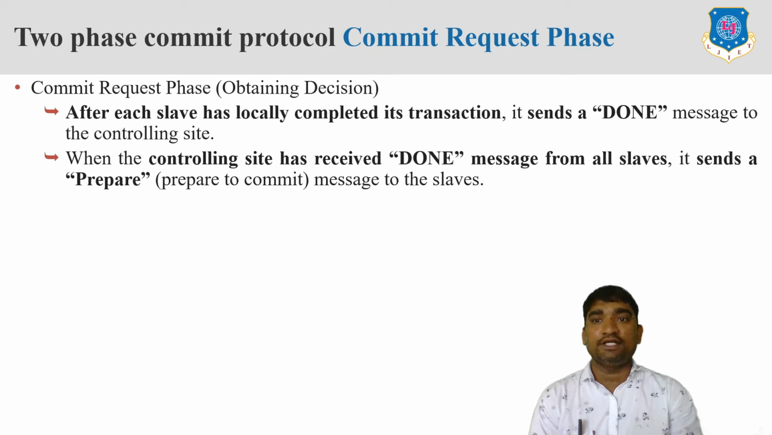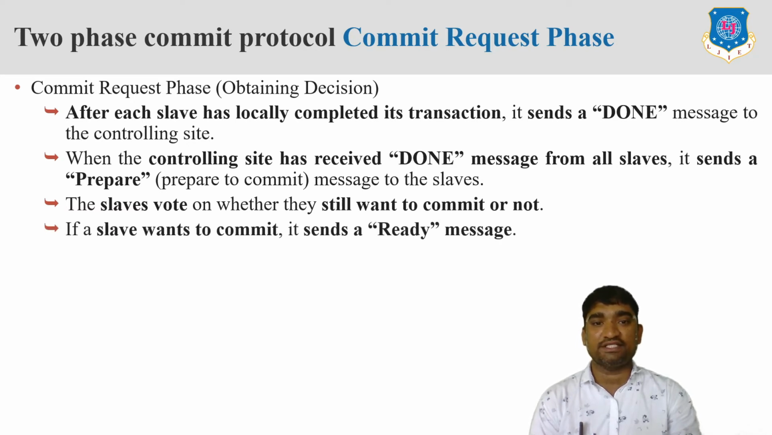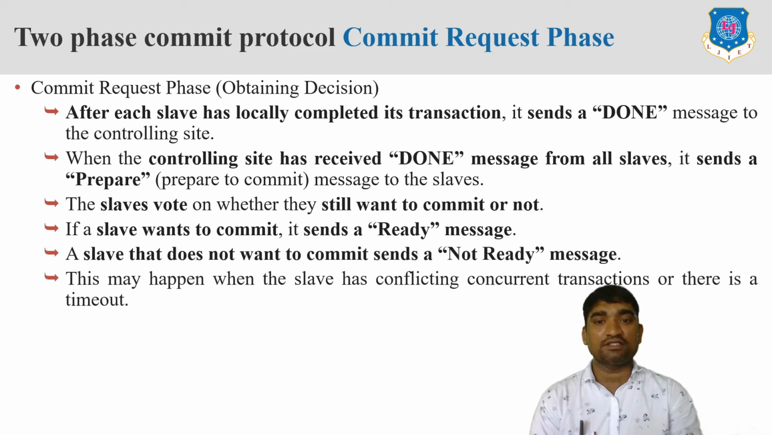The commit request phase is also known as the obtaining decision phase. After each slave has locally completed its transaction, it sends a done message to the controlling site. When the controlling site has received done messages from all slaves, it sends a prepare message to the slaves. The slaves vote on whether they still want to commit or not. If a slave wants to commit, it sends a ready message. A slave that does not want to commit sends a not ready message. This may happen when the slave has a conflicting concurrent transaction or there is a timeout.